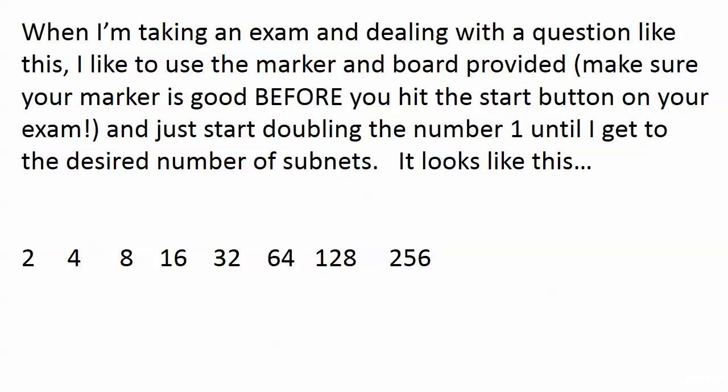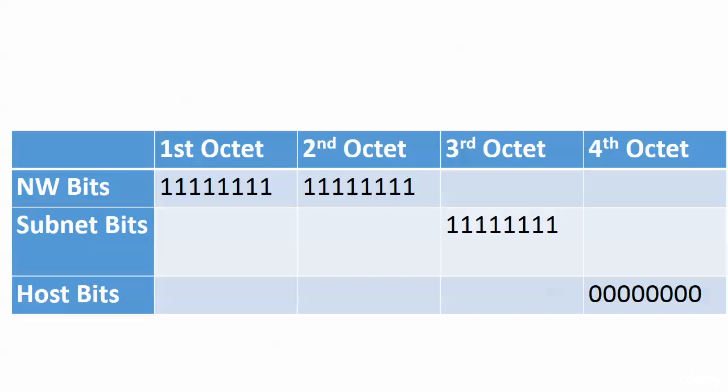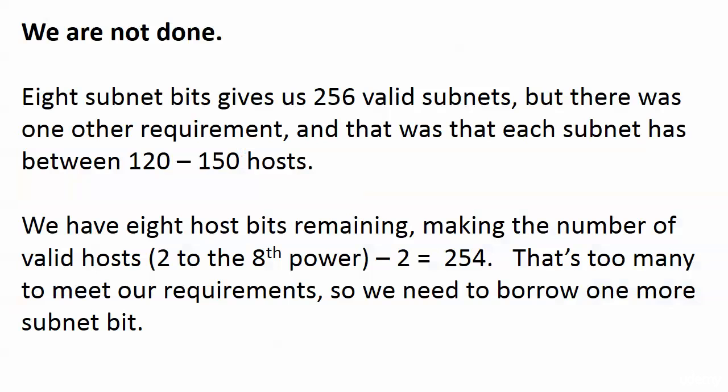But again, I would just write it out, 2, 4, 8, 16, 32, 64, 128, 256. So I know that I need 8 subnet bits to meet the requirement of at least 200 subnets. That's the lowest number that's going to give me that many subnets. We are not done. Why aren't we done? Why do I have that in bold?